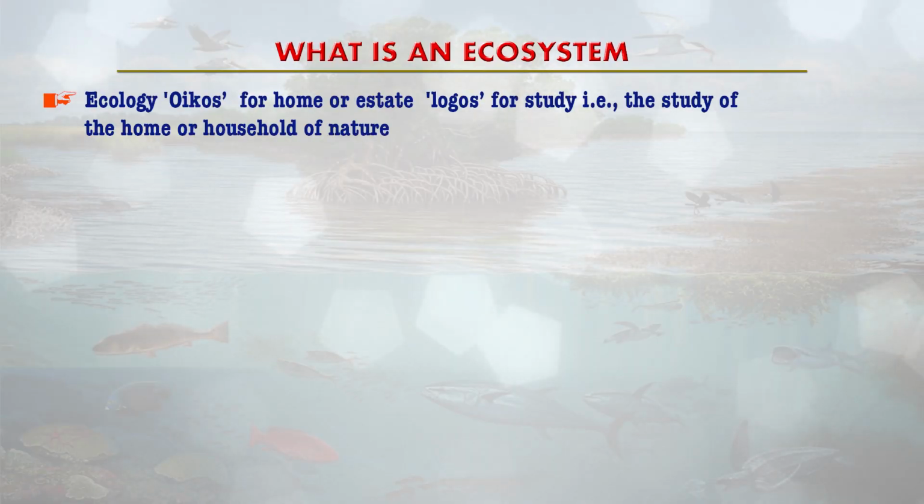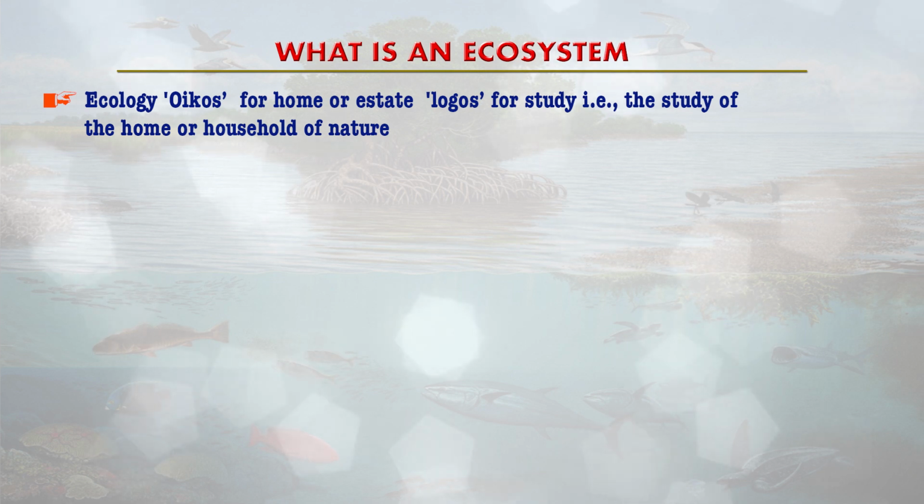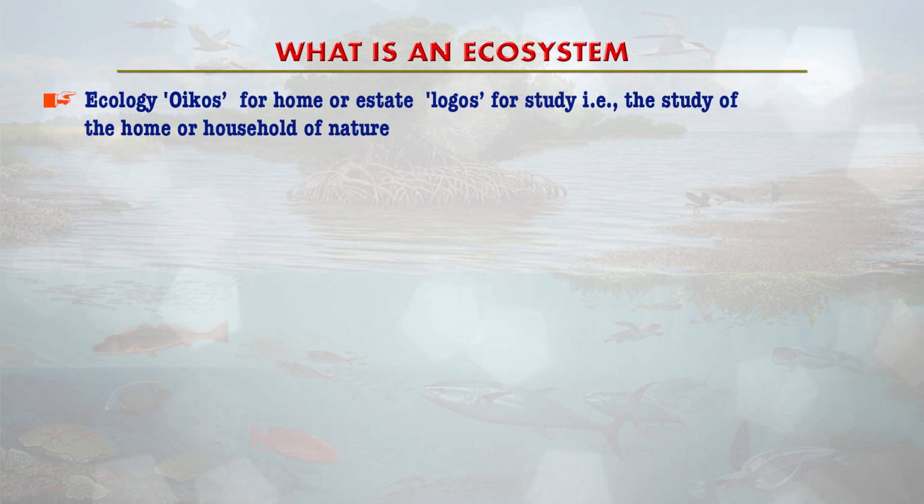So let's start with what is an ecosystem. So ecosystem is basically a subset of ecology, and ecology is the word which arises from oikos, which means a home or estate. Logos is the study. So study of home or household of the nature.